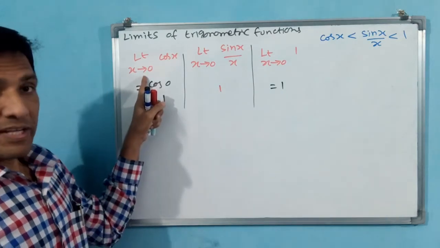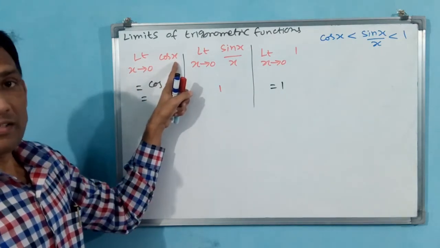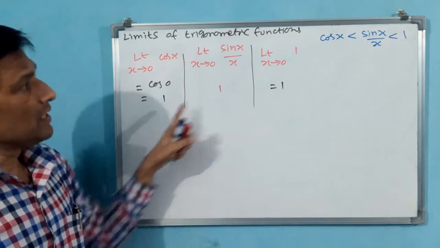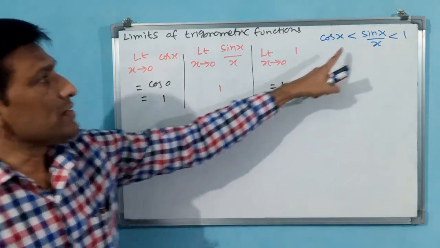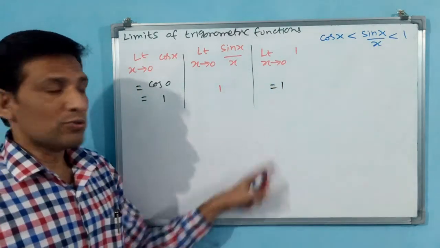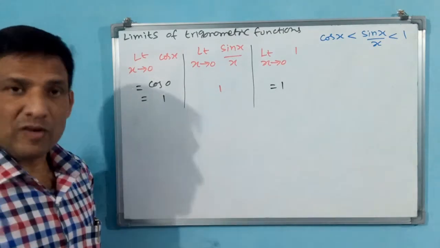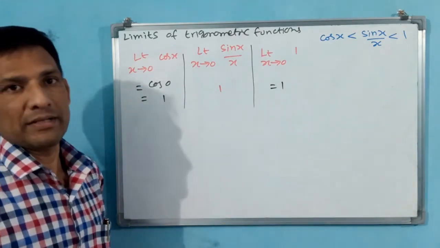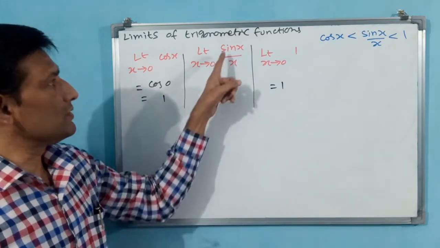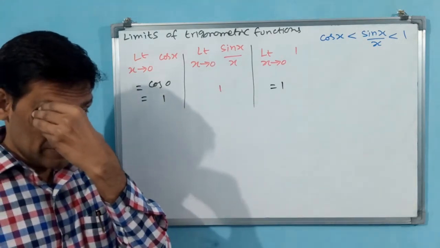Okay? When x is equal to 0, automatically cos 0 is 1. This is also 1. When sin x by x is between these two, automatically between 1 and 1, this value should be 1. Like that you have to take the sandwich theorem. Based on the sandwich theorem, this limit sin x by x you have to take.